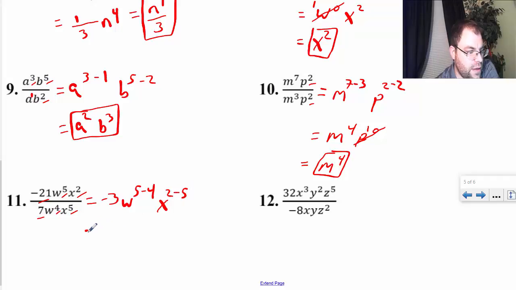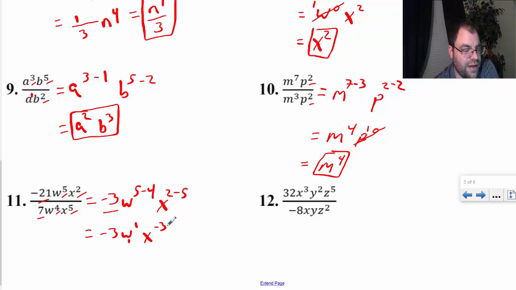Let's see what's going to happen here. We have the coefficient, which is negative 3, so this is negative 3. 5 minus 4 for w's exponent is going to be w to the power of 1. X to the power of 2 minus 5, that's going to be x to the power of negative 3. Technically this is the correct answer. However, you shouldn't leave negative exponents in your answer. I need to reduce that.